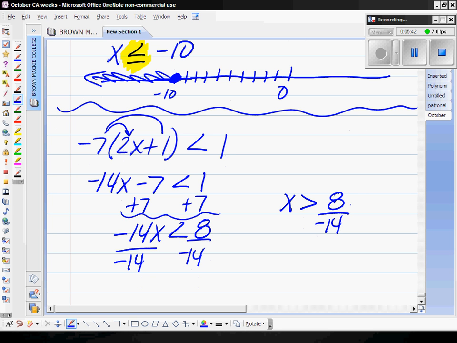Now, can I reduce 8 over 14? I'm sure that I can. I can reduce it by at least 2. 2 goes into 8 how many times? 4 times. And 2 goes into 14 how many times? 7 times. Technically, we really don't write that negative number at the bottom. We kind of bring it to the top. So my final answer for this will be x is greater than negative 4 over 7.